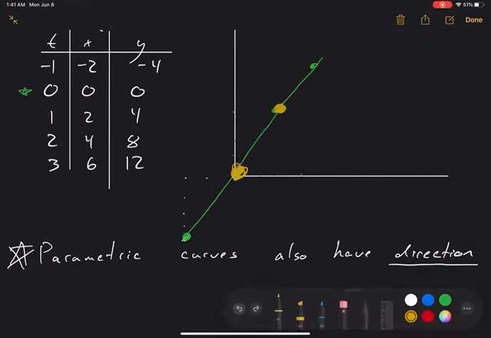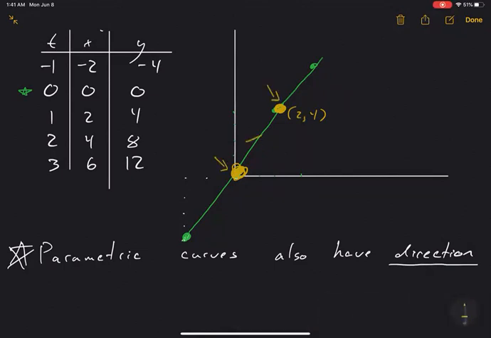Yeah. So at time 1, I'm here. Okay. At time 1, I'm here, but the x and y coordinates would be 2 and 4, right? Okay. So to reiterate, at time 0, I'm here. At time 1, I'm here. So as t increases, I'm going this way. If I think of this as my road, I'm going this way.